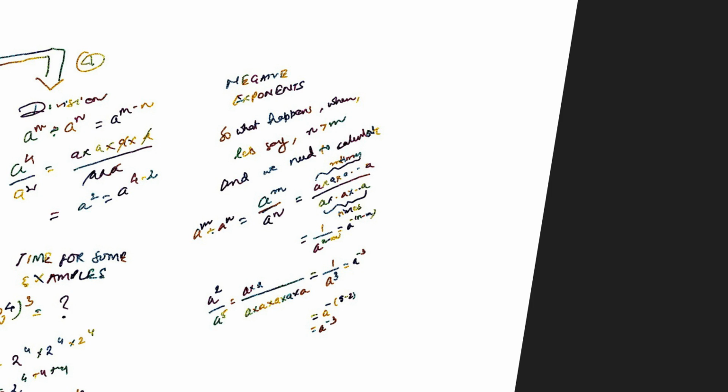Here I have shown a brief example, a squared by a to the power 5, which is a into a divided by a into a into a into a into a, 5 times. This is nothing but 1 by a cube. This is nothing but a to the power minus 3. So a to the power minus 3 is nothing but 1 by a cube. Thank you. That's it.